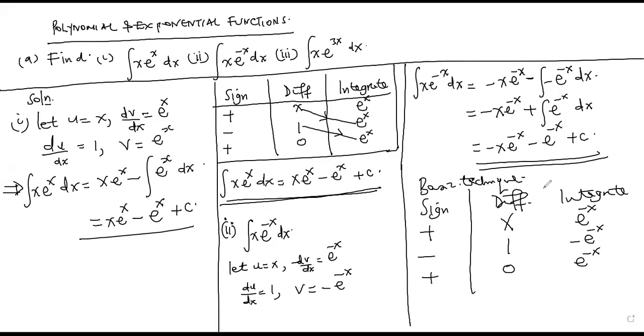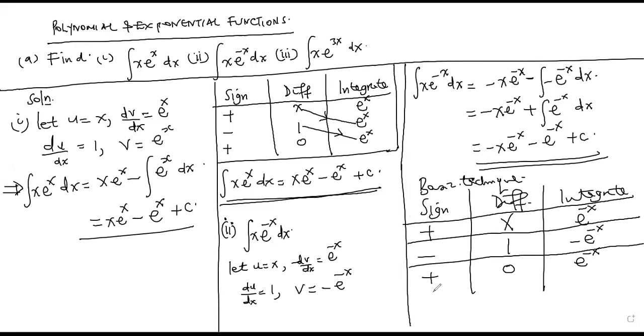You split and you relate. So this x will go with this, and this 1 will go with this, implying that your integral of x e power negative x dx is going to be equal to negative x e power negative x, because this one is multiplied here. Then here, negative 1 times that will be minus e to the power negative x, plus a constant of integration.